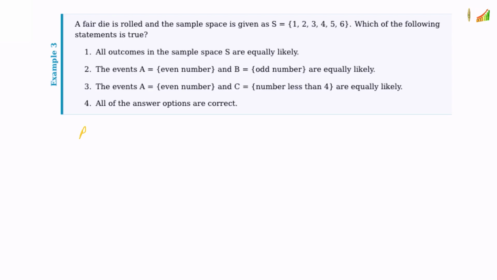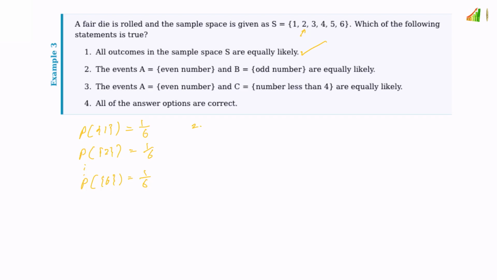So what is the probability of 1? It is 1/6. And the probability of 2 is 1/6, because we have only one 2 here. Similarly, you can write the probability of 6, it is also 1/6. Yes, all outcomes in the sample space S are equally likely. The first one is correct. How about the second one?